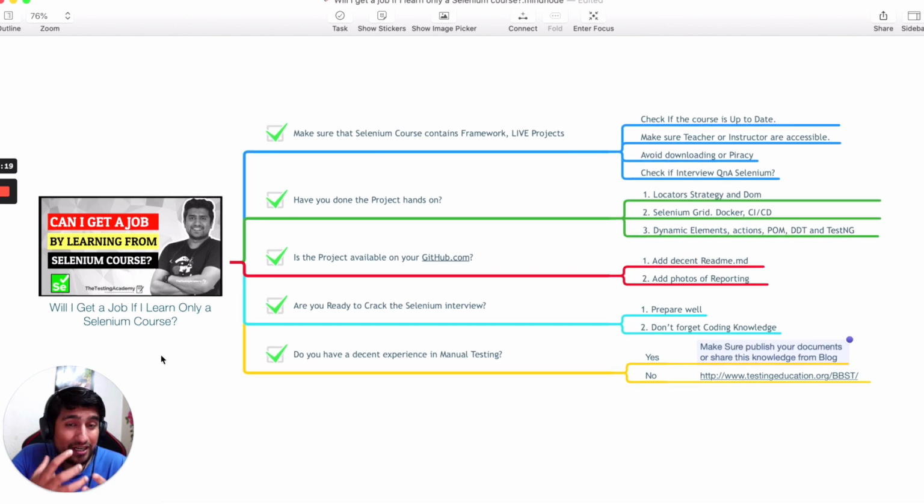So will I get a job? In conclusion, will I get a job by learning only from the Selenium course? I would say no. But you have to take courses, do the stuff, do practical hands-on, create profiles, and make sure your profile is strong. Then only will you be able to crack that interview. I hope you have learned something and got the gist of what exactly I wanted to say.